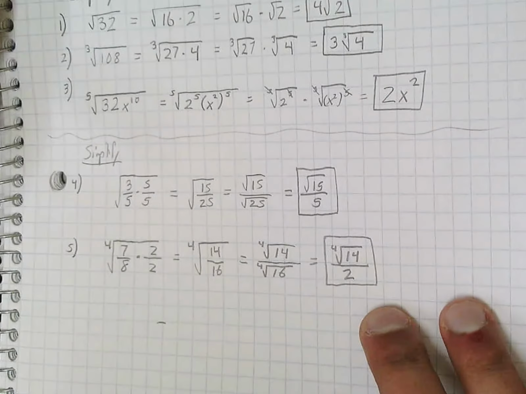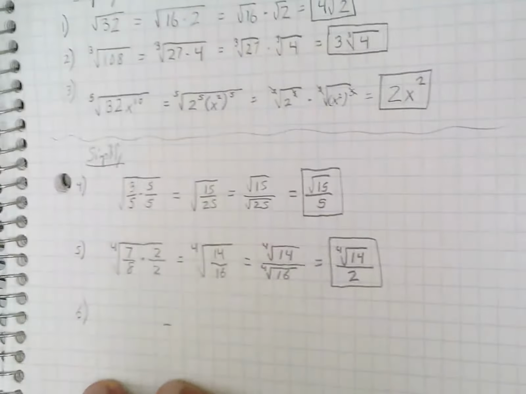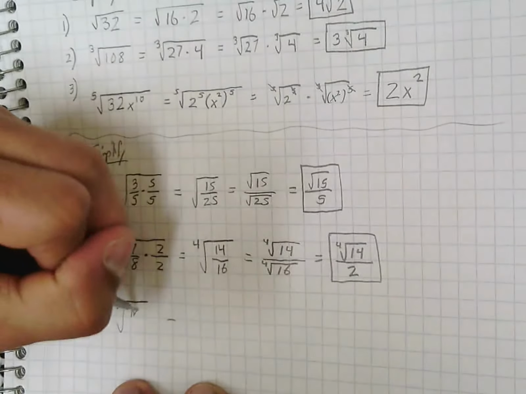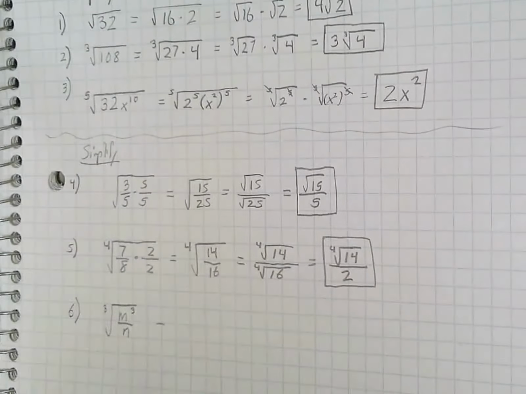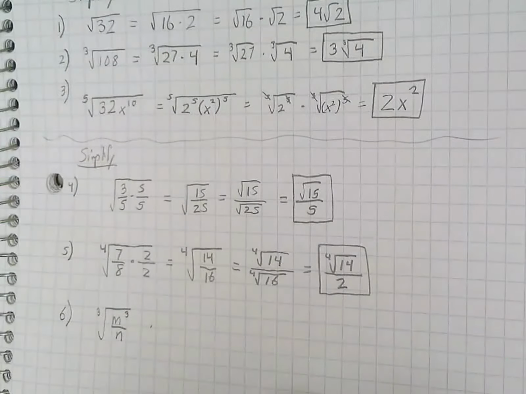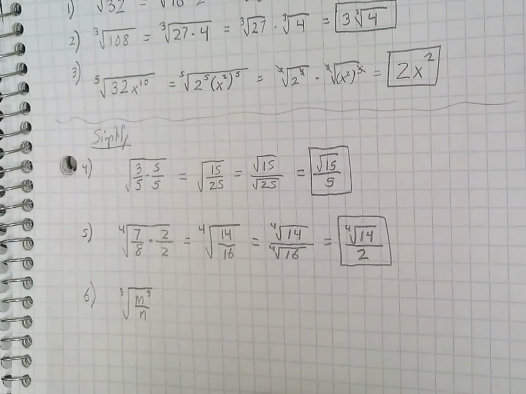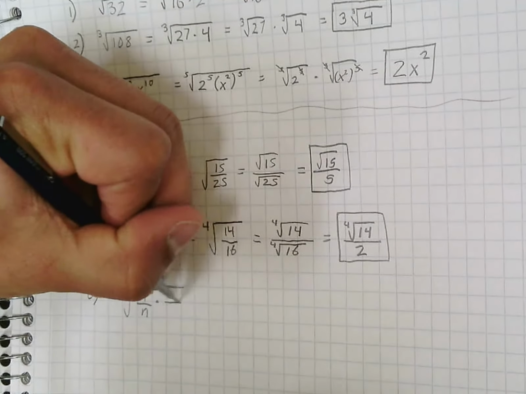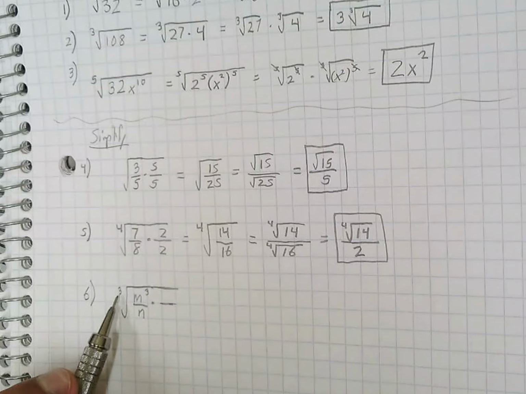Last one. Number 6. Here we go. We've got the cube root of m cubed over n. Okay, so let's see what happens here where we've got variables. And once again, we don't like having fractions under our radicals. So I need to multiply by something that's going to give me a perfect cube in the denominator.